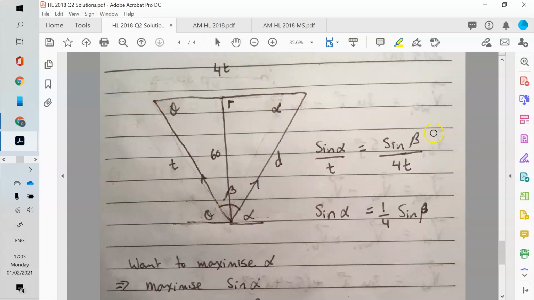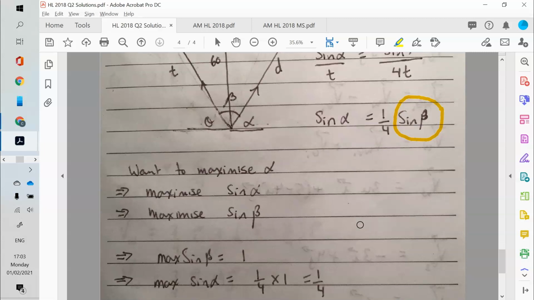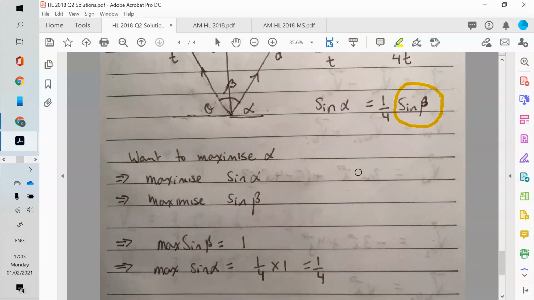So we have an equation here where the t's will cancel, and that gives us an equation for sine alpha, which is what we're trying to maximize. Of course, sine alpha we can see here is given to us in terms of sine beta. So if we want to maximize sine alpha, we now need to maximize sine beta. And the maximum value for sine beta is 1. So the maximum value for sine alpha is going to be 1/4.